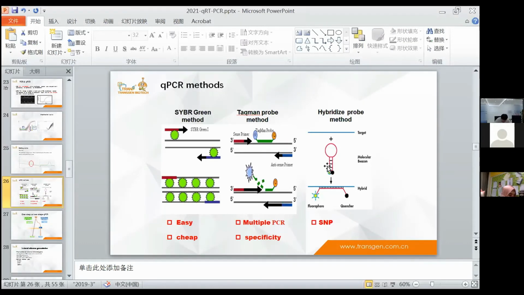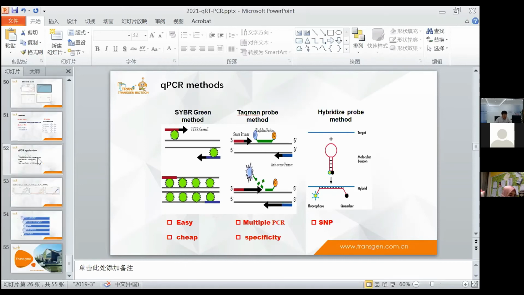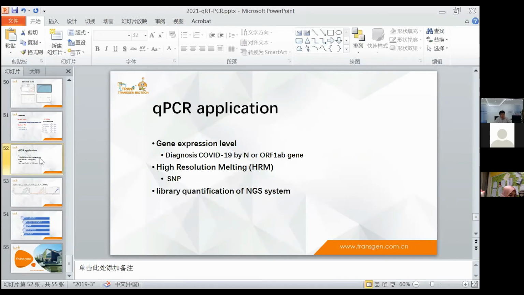The next question, for the multiple qPCR, is it possible to differentiate different samples based on the melting curve? Yes, you can use the melting curve to differentiate the different samples, but you have to use the HRM. The normal melting curve cannot separate the different samples, but the high resolution melting curve can separate them.